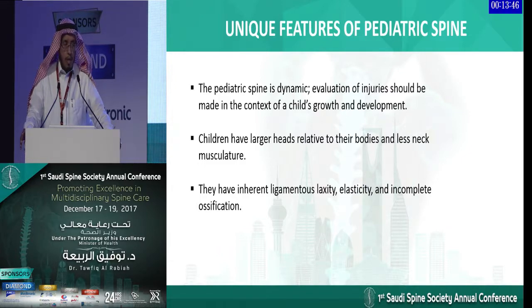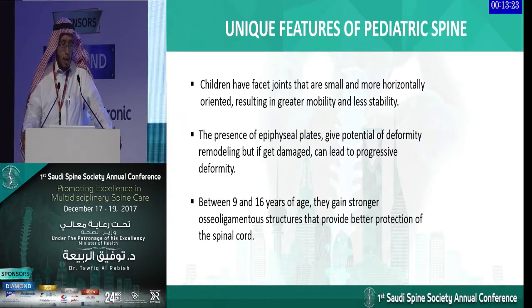Children have a large head in ratio to the body, so that's why they have more risk of cervical spine injuries than thoracolumbar. Also, they have inherent ligamentous laxity and elasticity of the bone, and incomplete ossification centers give them a distinct fracture pattern. Also, children have facet joints that are small and more horizontal in orientation, resulting in greater mobility and less stability.